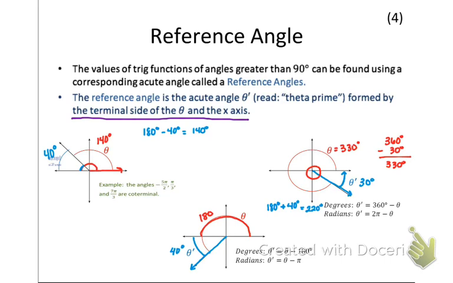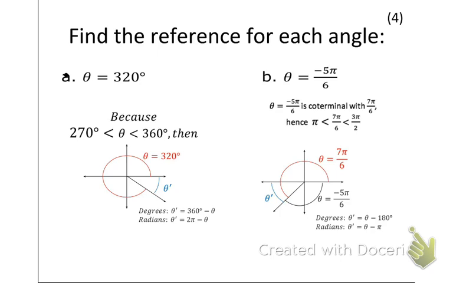So now that we see how reference angles can be used, we want to be able to calculate them. So, for example, we want to find, if theta equals 320 degrees, the reference angle, or theta prime. This example follows along with number 2 in your notes. So, we know that our angle theta is 320 degrees, which we can look at as almost making up a full circle of 360 degrees.